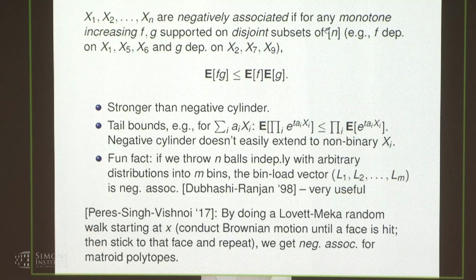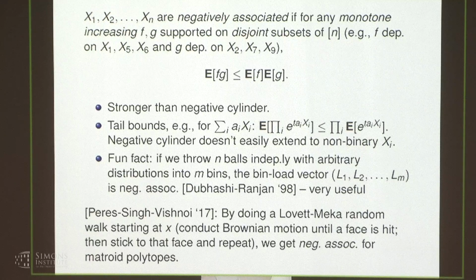And furthermore, let's say both are monotone increasing or both are monotone decreasing. Negative association is the property that for any such monotone f and g, the expected value of fg is less than or equal to the product of the two expectations. So x1 through xn are said to be negatively associated if for all monotone f and g supported on disjoint subsets, this negative dependence property is true. This is a stronger notion than negative cylinder.